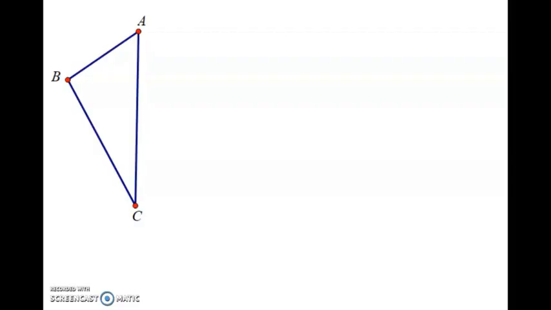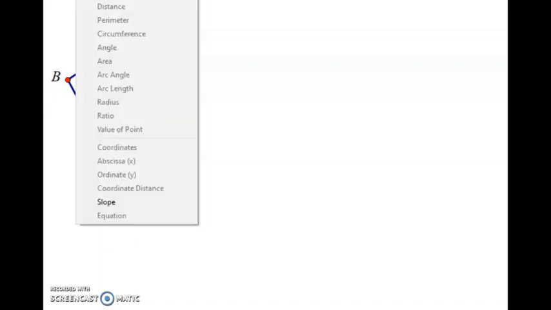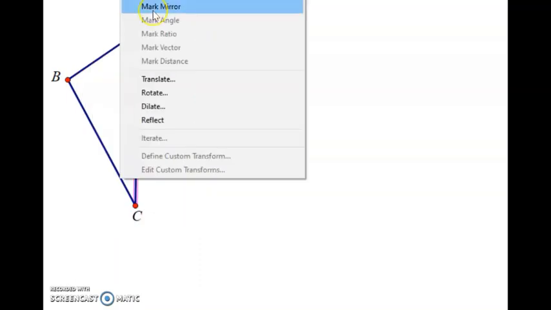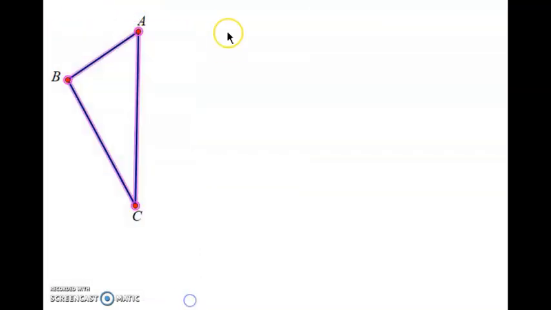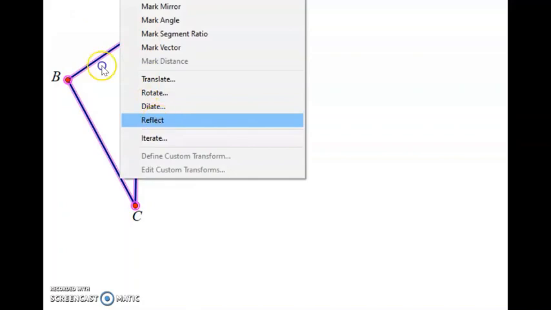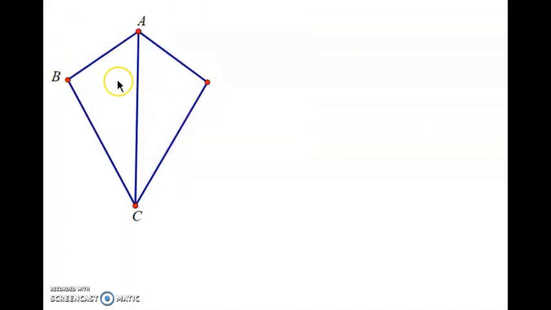Let's talk about transformations for a moment. There are reflections, rotations, and glides. Looking at a reflection, I'm going to take triangle ABC and reflect it over line AC. When I do that, this B point maps to this other point out here, which the computer automatically labels as B prime.